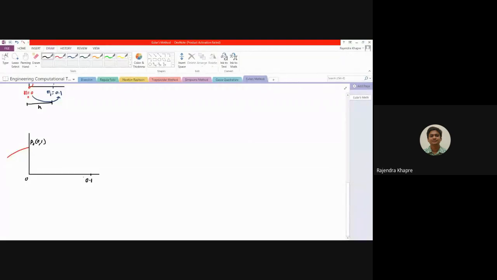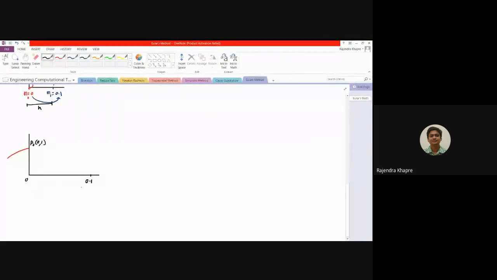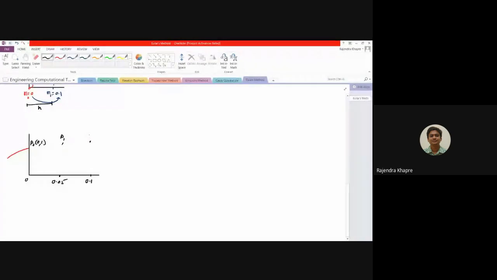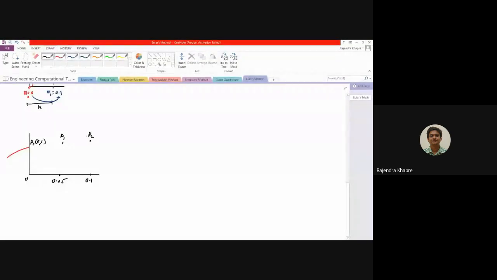In place of directly jumping from here to here in just one go, I'm going to take an intermediate value, that is 0.05, exactly the center. So now I will have one more intermediate point. Somewhere over here I'll get p1, and somewhere over here I'll get p2. I'm basically interested in p2 because I want to know the value of y at x equals 0.1. So I'm going for some intermediate value.